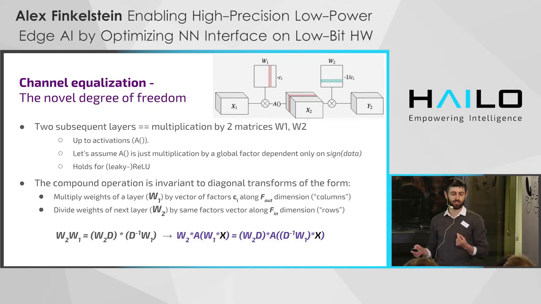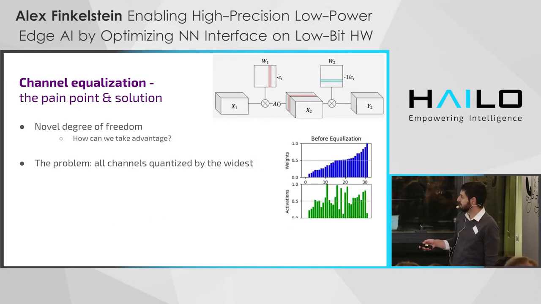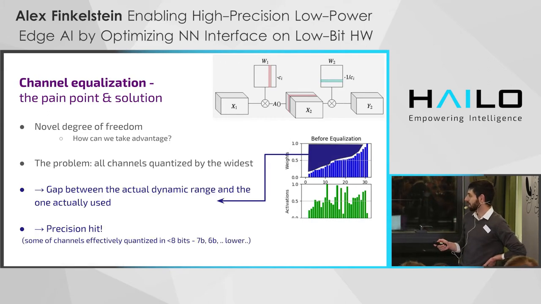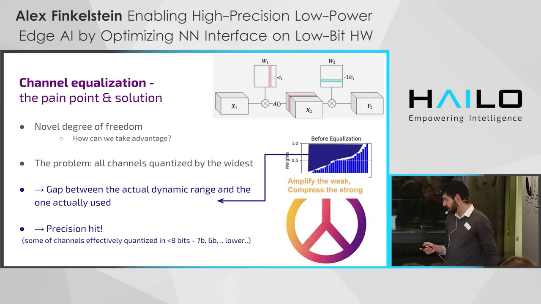So this is a degree of freedom, which is a kind of resource, right? Instead of one solution, we see that we have an equivalent family of solutions, which is equivalent in the full precision space, but maybe some of them will be more suitable to quantization. Okay, so let's recall our problem. Our problem was that the ranges of the different channels were different. But now we have a degree of freedom, we have a superpower, right? The superpower is that we can multiply different channels by different factors. And then we can fight this gap, amplify the weak, compress the strong, and long live the revolution.